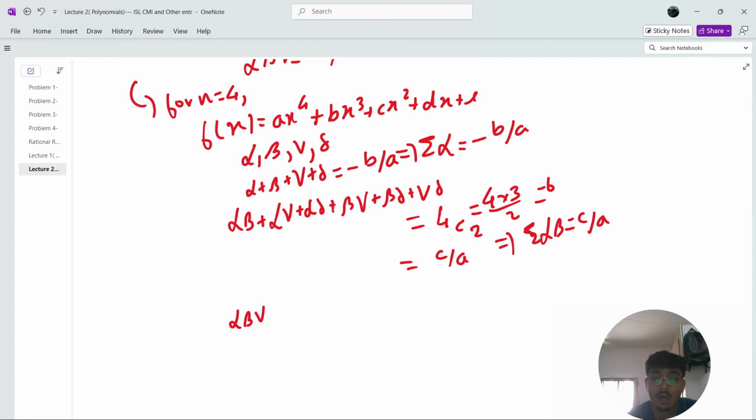Alpha beta gamma plus alpha beta delta. But this way it's going to be very confusing. We know 4C3 is going to be there, since I have my 4 terms and from them I am taking 3 at a time. That gives me basically 4C1. So I'll be having 4 terms.